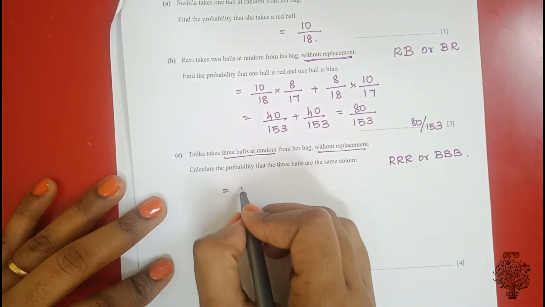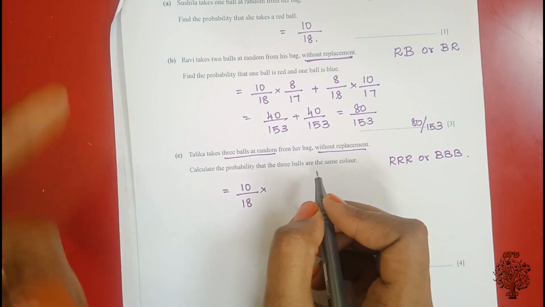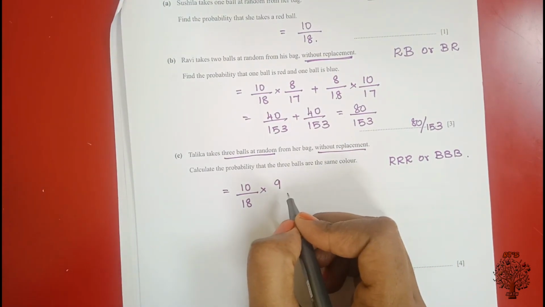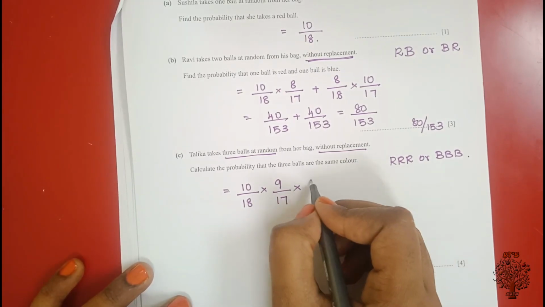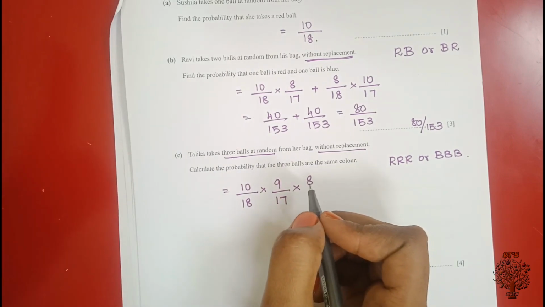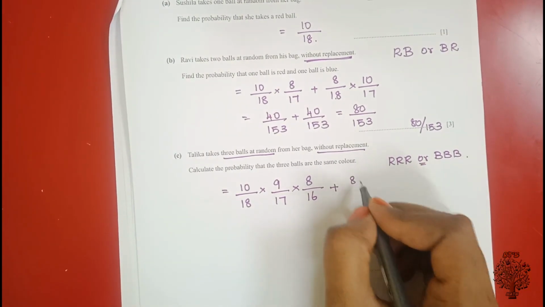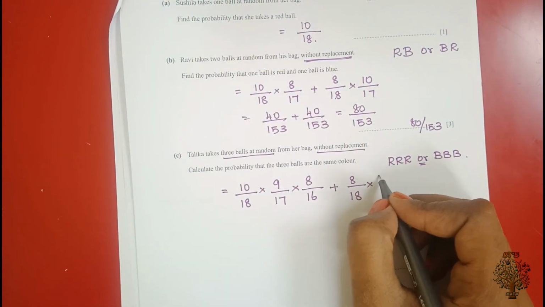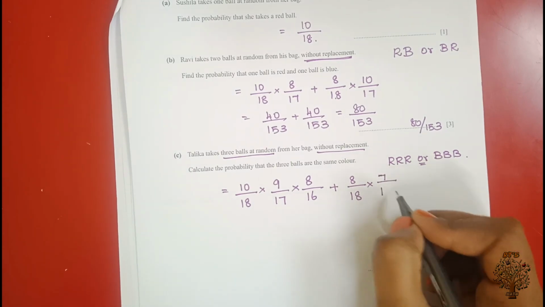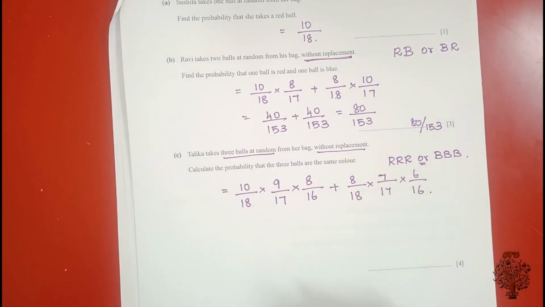Either red, red, red or blue, blue, blue. So I can say the answer is 10 divided by 18 the first time. When he takes the second red, he will be having 9 red only, because already he has taken 1 red. 9 red, and the total count is only 17. And the third time it will be only 8 red, because he has taken 2 balls out. 10 minus 2 is 8 divided by 16. Or means plus, blue. 8 divided by 18, either this way or that way. Multiplied with, out of 8, 1 went, so 7 divided by, out of 18, 1 went, so it is 17. 6 divided by 16.